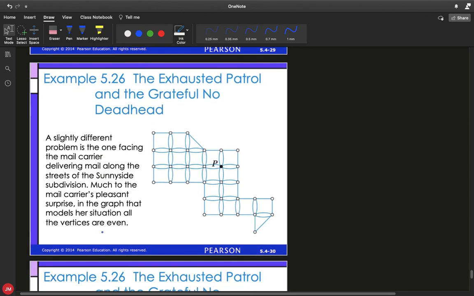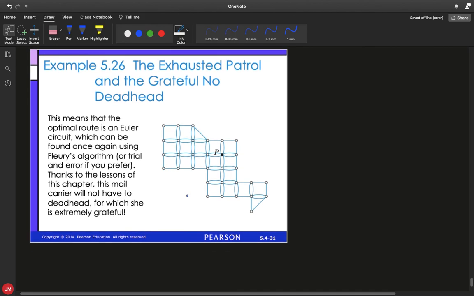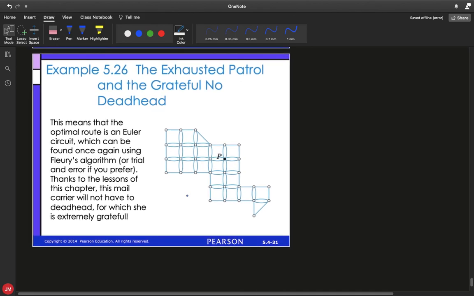Now, slightly different problem for our mail carrier. Remember, for our mail carrier, they're going to have to go down each street twice for the houses on either side. So this is what their graph looks like, a little bit different from our security guard. If we're looking at this graph, let's look at the degree of our vertices. We've got 2, 4, 4. This one is 6, 4, and then 2, 4, 4, 6, 4, and 2.